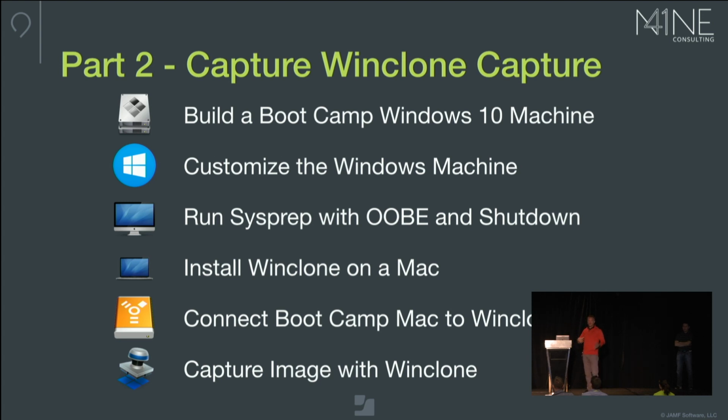Then we installed WinClone on a Mac. Now, who here has used WinClone before? Anyone? Okay. Is it a simple tool? It's awesome. But what's the key piece that you have to do? You have to hook that Windows machine to a Mac via some sort of target disk mode. So you choose your cable of choice, whether it's USB-C or anything else, but you've got to get those two devices talking. And that's how WinClone is going to be able to see it and capture that image.